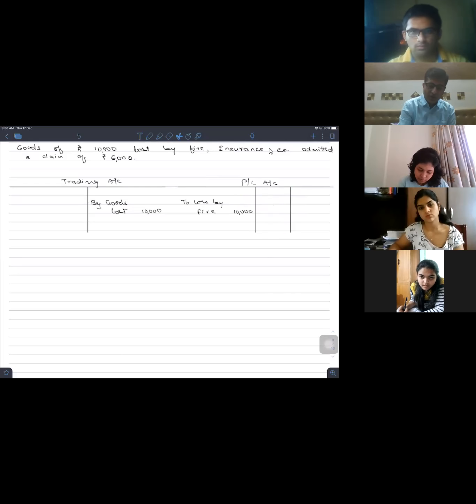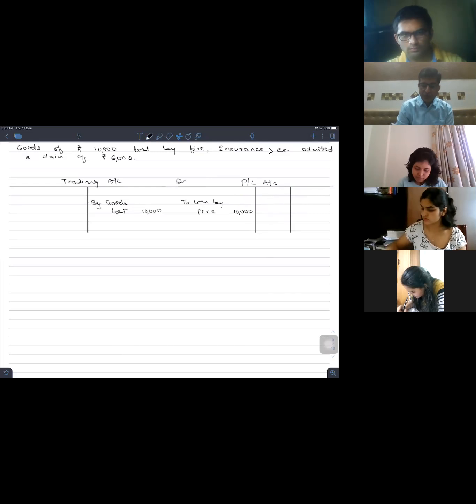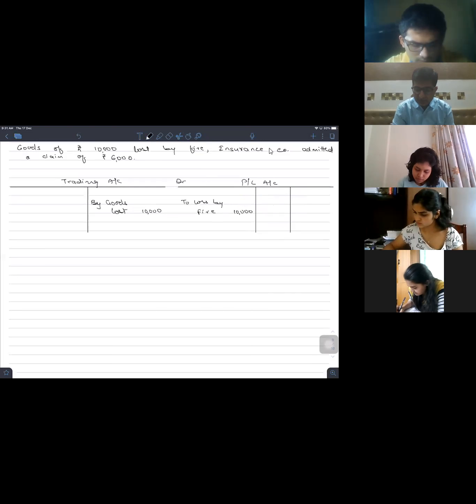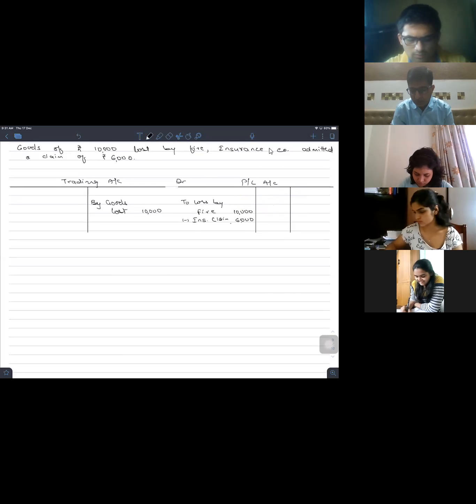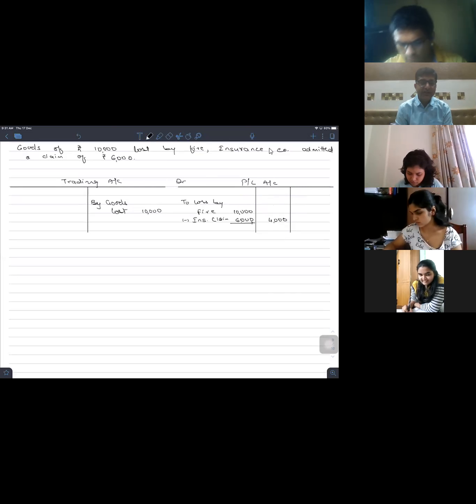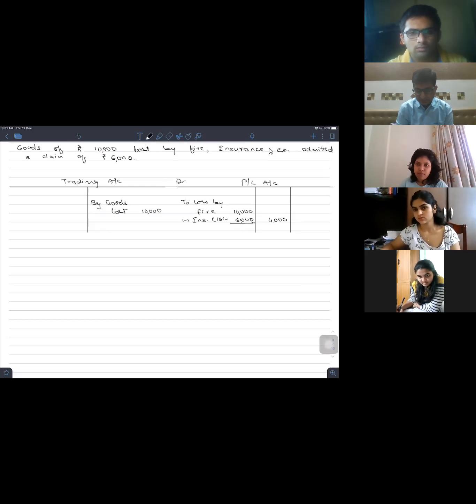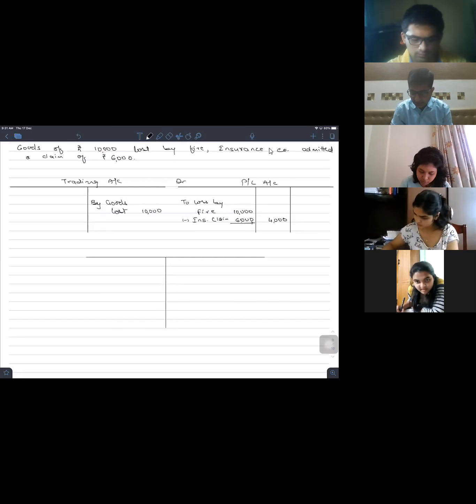If this is the debit side of our P&L account, to loss by fire rupees 10,000 less insurance claim rupees 6,000, and in the outer amount column of the P&L account we will have only 4,000. That is the net amount of loss. And at the same time, this 6,000 is known after preparing the trial balance. Therefore, that will come in our balance sheet on the asset side as the amount receivable. So I'll have another format of balance sheet. Under the current assets, we'll be writing insurance claim.